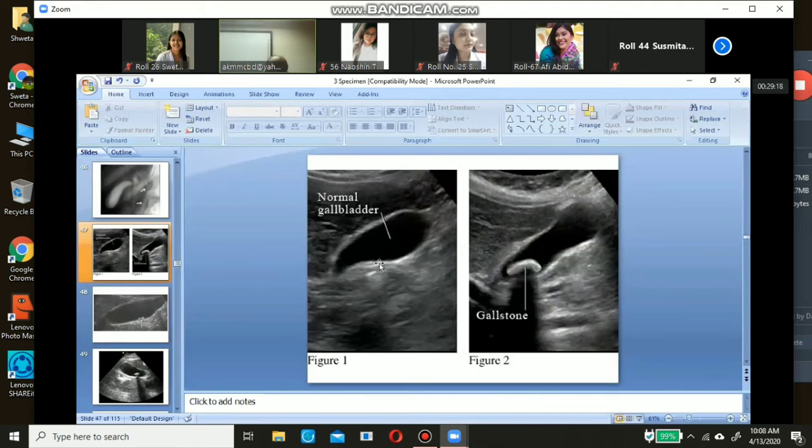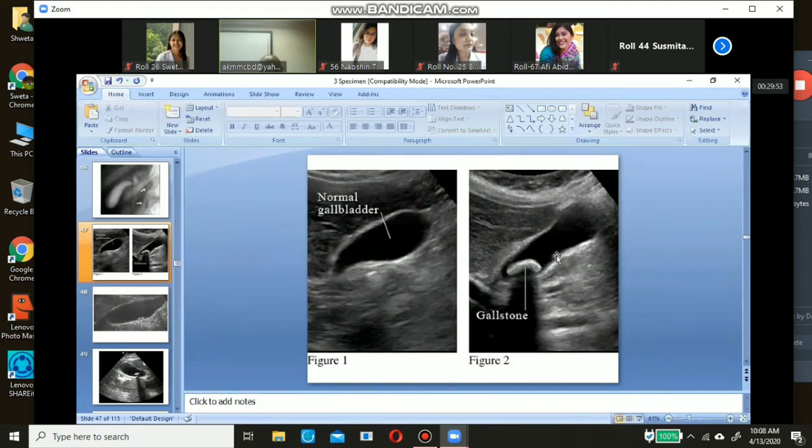Look at the image. You know, this is the shape of the organ, this is the gallbladder. This shape is of the gallbladder. And it is homogeneously black within the gallbladder. It is homogeneous, almost black. There is no other echogenic shadow. And the wall, the gallbladder wall, this is a normal gallbladder.